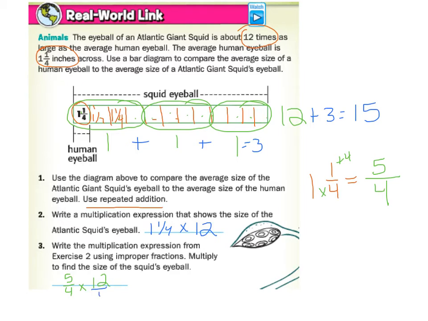And we're going to use our cross products to simplify. We're going to divide 4 by 4 and get 1, and divide 12 by 4 and get 3. So now we can multiply. 5 times 3 is 15. And 1 times 1 is 1, and this is an improper fraction, so 15 divided by 1 equals 15, which is a match to our addition problem that we used up here.